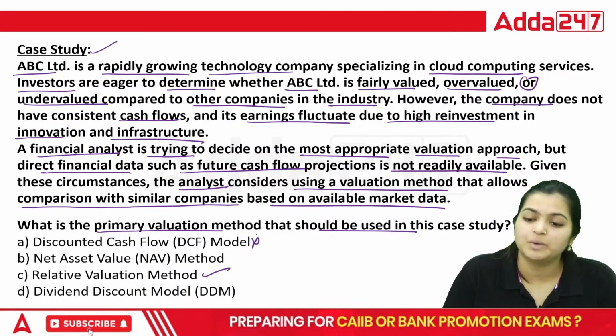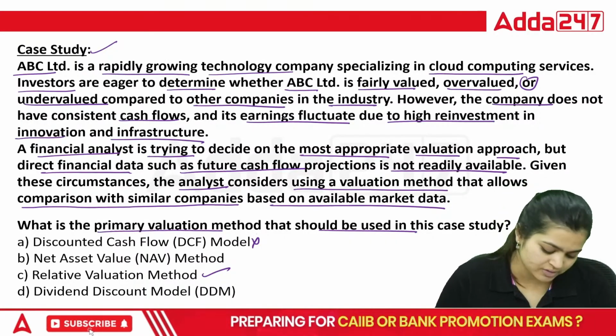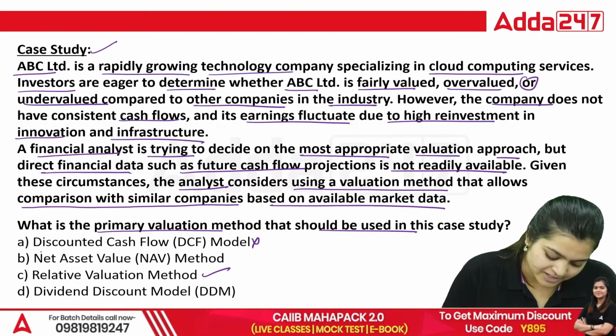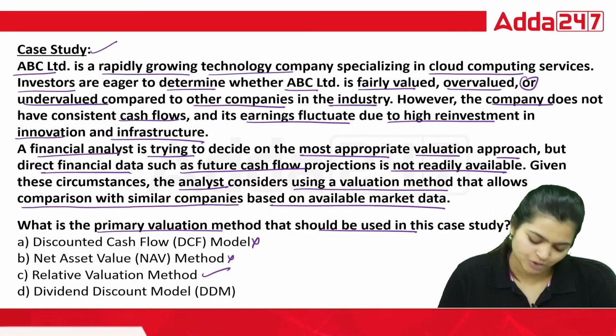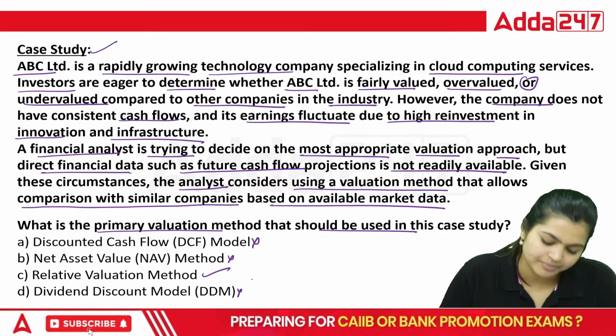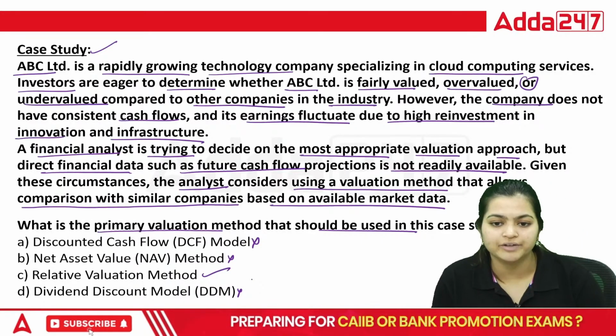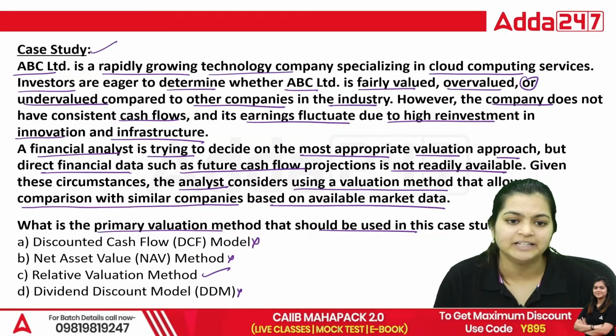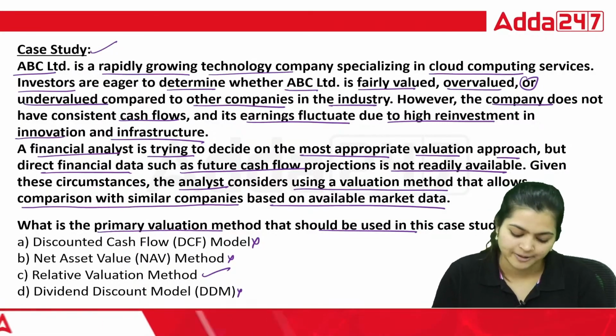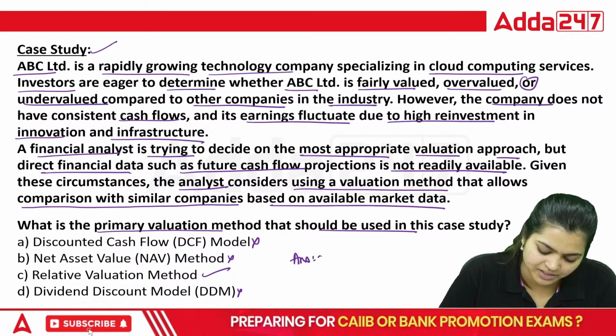Discounted cash flow requires the future estimated cash flows that you don't have. Then net asset value we cannot use because the balance sheet and everything is not given to us. Then the dividend discount model, because our equity valuation is not given directly, they are saying to go and compare with a similar kind of company. So we are going with option C. The correct answer is going to be answer C.